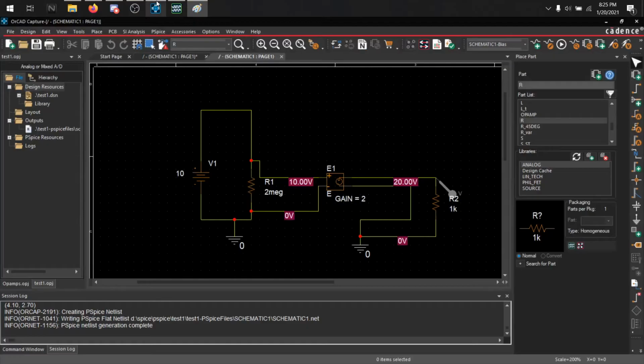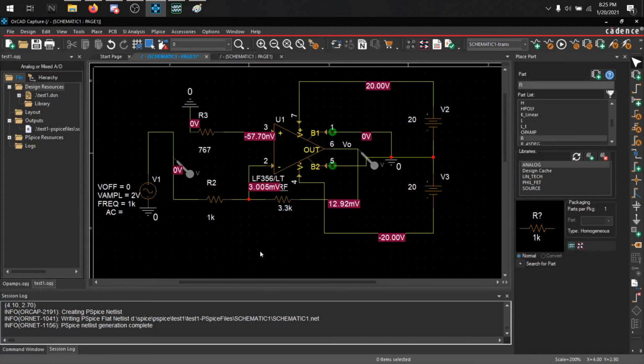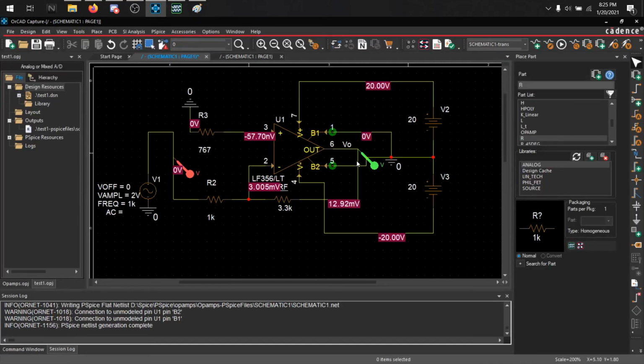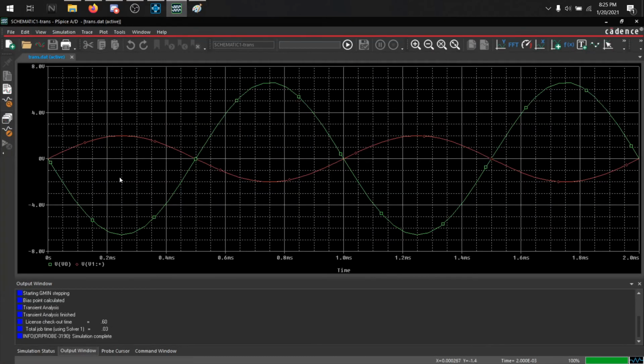And if we go to PSpice, this is the setup for an inverting amplifier. So I have a 3.3K and a 1K resistor. So this is RF, this would be RB. This is the balance resistor. So we have 2 volts going in. If we run the simulation, red is your input, green is your output. Green is inverted, right? 180 degrees. And it's 3.3 times greater than 2.